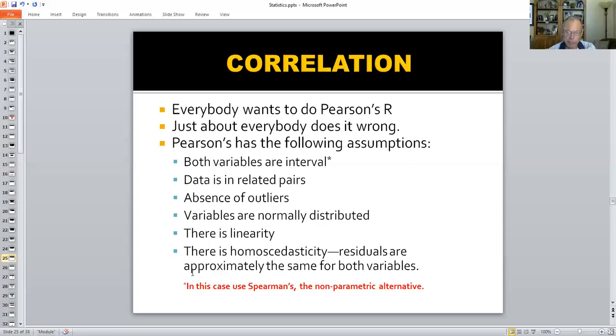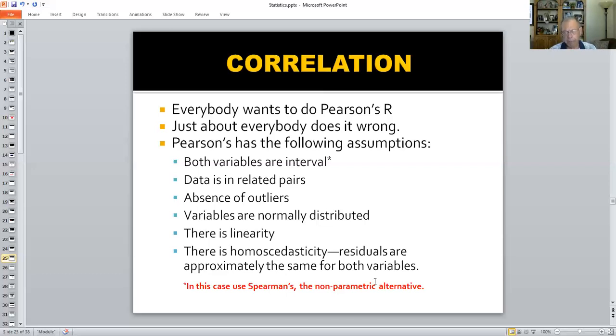Okay, let me go back to this. Here, both variables are interval. It's got an asterisk. Here we go. In this case, you got to use Spearman's. Spearman's will allow you to have just about any kind of variable. You can have one ordinal and one continuous. You can have both ordinal.